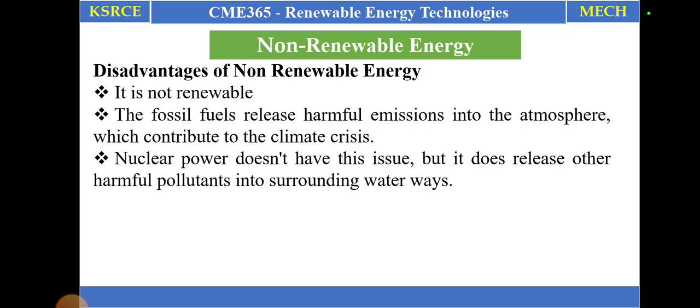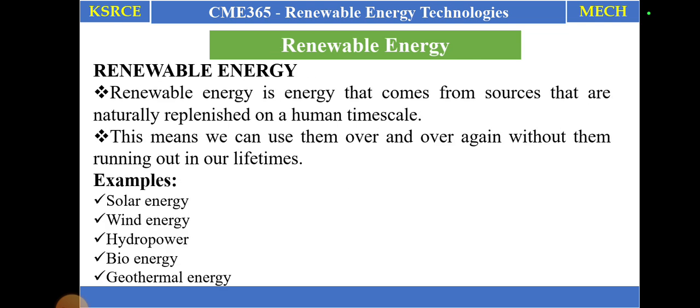Disadvantage of the non-renewable energy: it is not renewable. The fossil fuels release harmful emissions into the atmosphere, which contribute to the climate crisis. Nuclear power doesn't have this issue, but it does release other harmful pollutants into surrounding waterways. Renewable energy is energy that comes from sources that are naturally replenished on a human time scale. This means we can use them over and over again without them running out in our lifetime. Examples of renewable energies: solar energy, wind energy, hydropower, bioenergy, and geoenergies.